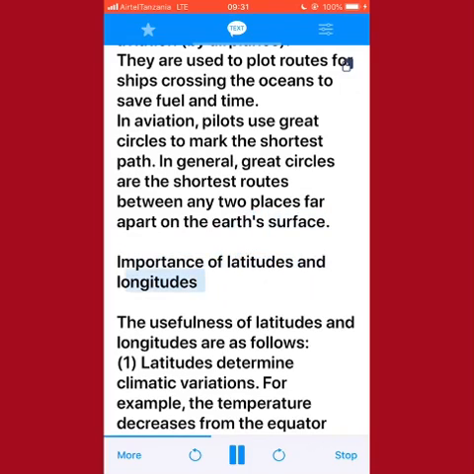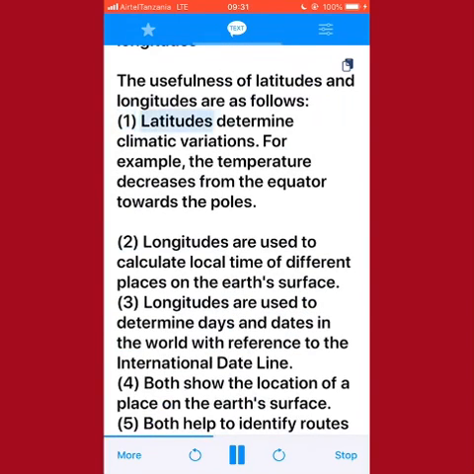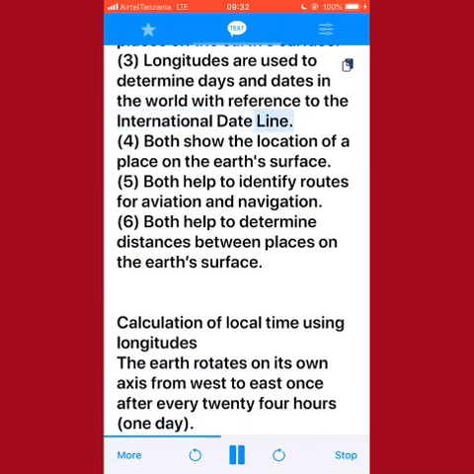Importance of latitudes and longitudes. The usefulness of latitudes and longitudes are as follows. 1. Latitudes determine climatic variations. For example, the temperature decreases from the equator towards the poles. 2. Longitudes are used to calculate local time of different places on the Earth's surface. 3. Longitudes are used to determine days and dates in the world with reference to the international date line. 4. Both show the location of a place on the Earth's surface. 5. Both help to identify routes for aviation and navigation. 6. Both help to determine distances between places on the Earth's surface.